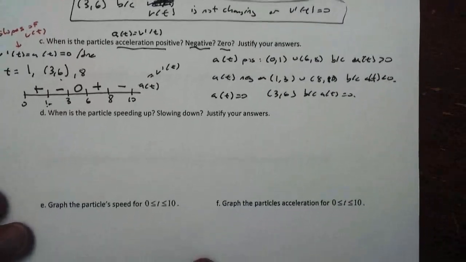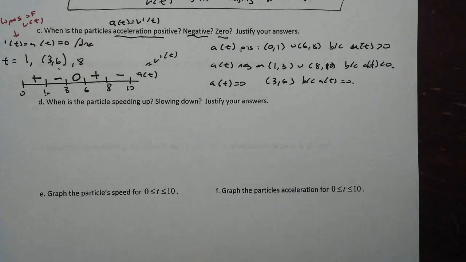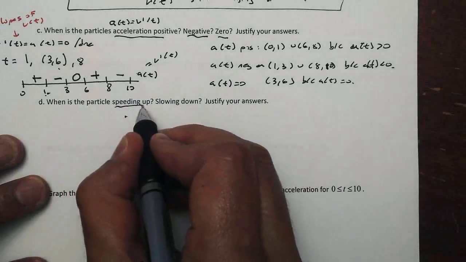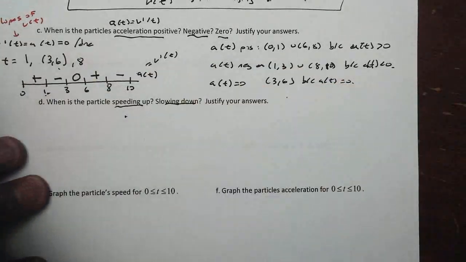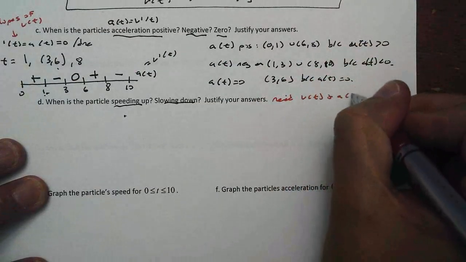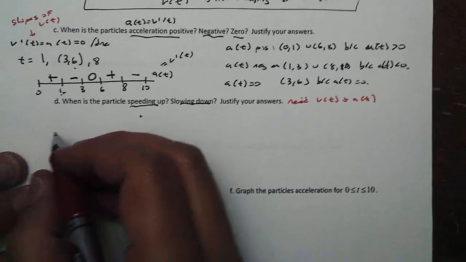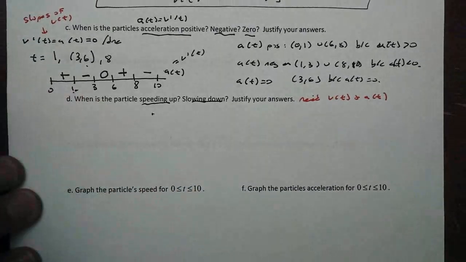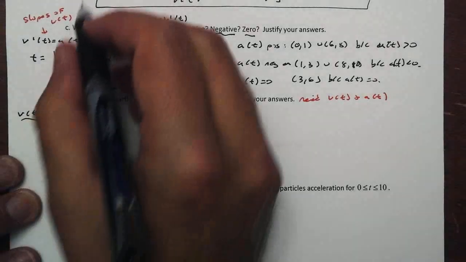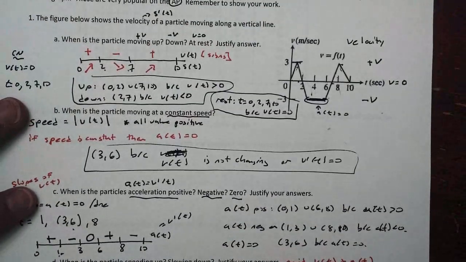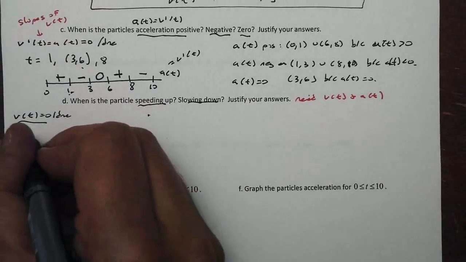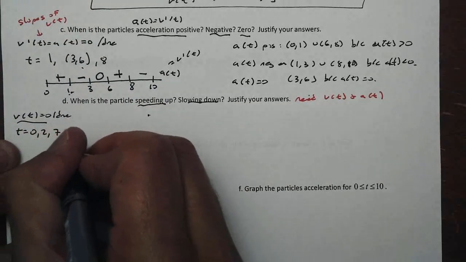All right, these are our fun ones. The next question asks, when is the particle speeding up or slowing down? Now we mentioned this yesterday. For both of these, we are going to need velocity and acceleration. So let's deal with velocity first. Where is velocity 0, or d n e? We got those from part A up here. 0, 2, 7, and 10. I'm going to write those down. t equals 0, 2, 7, and 10.